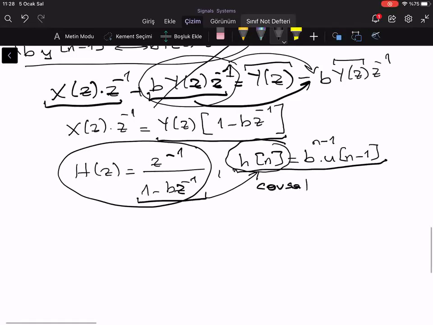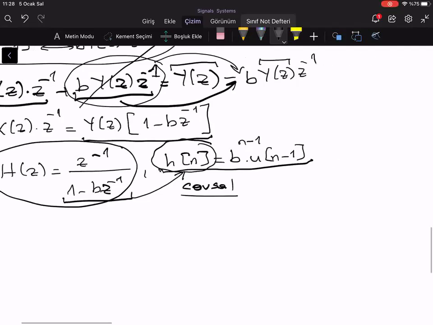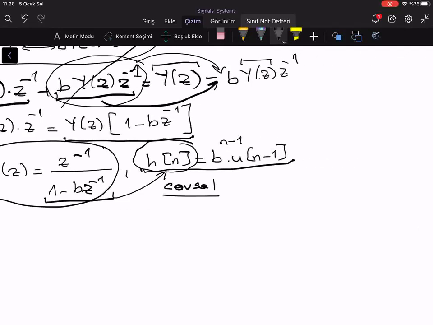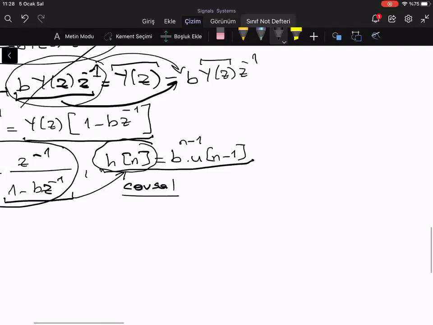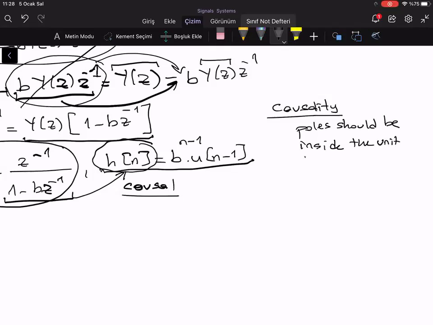Let's say if the question said x n is causal, what does it mean? Causal means to the right. Okay, to the right. What was the definition of causality? Poles must be inside the unit circle, I guess. Poles should be inside the unit circle. Okay, this is one thing about causality.